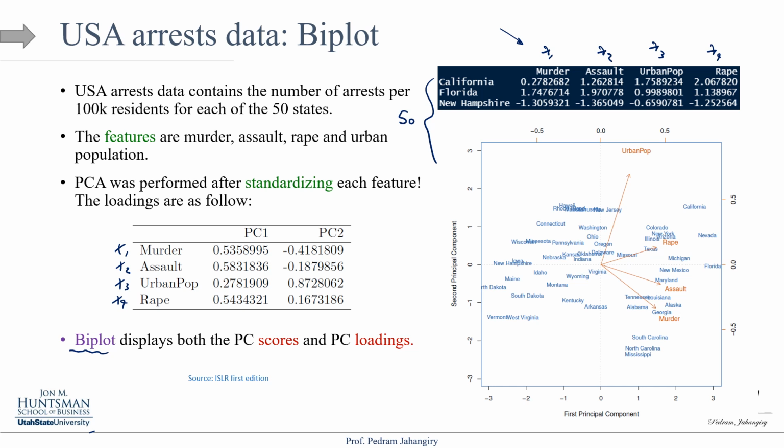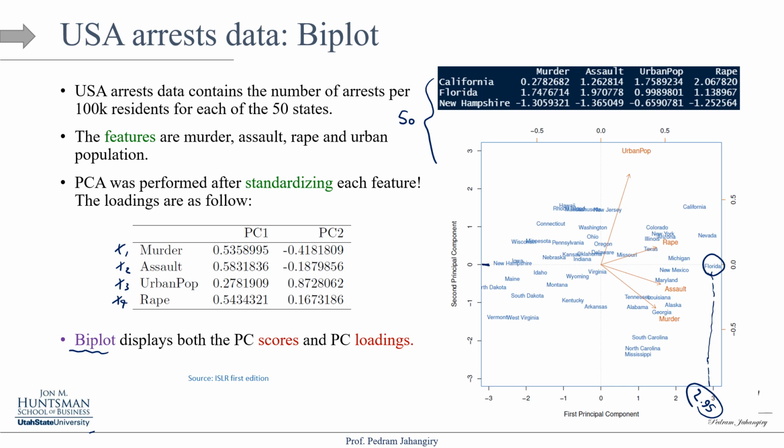Let's calculate one of the states, for example, Florida. As you can see for Florida, it seems that principal component 1 is something close to 2.95, and principal component 2 is something close to 0, right? So Florida goes from this coordinate to the new one.